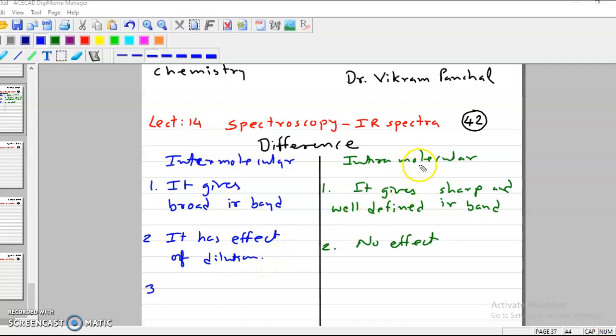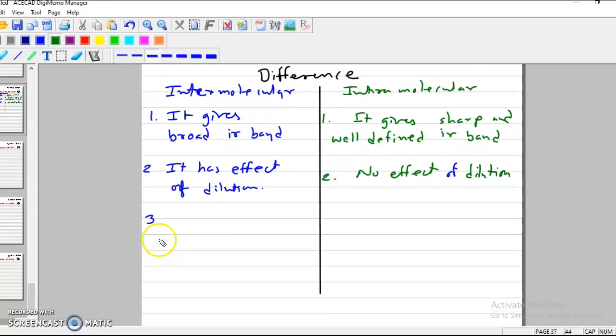Well, intramolecular hydrogen bond is a matter of internal problem. It is within the molecule itself, and therefore even if you dilute the solution, there will be no change in the IR band of that particular compound which carries an intramolecular hydrogen bond. So there is no effect of dilution. That is the case in intramolecular.